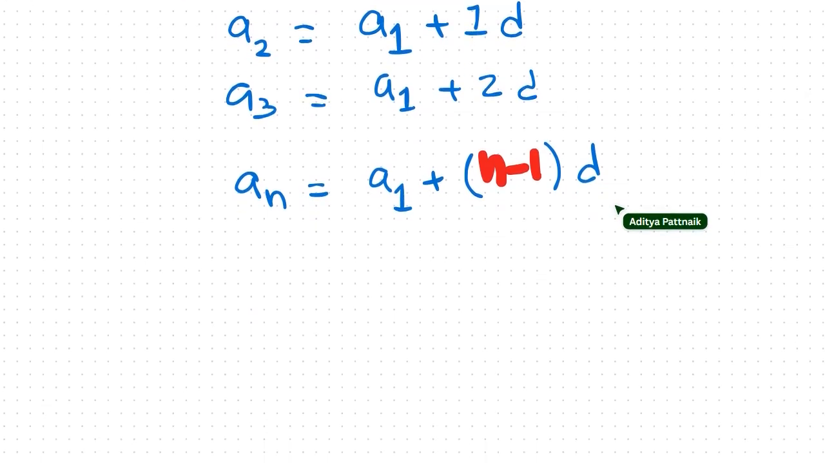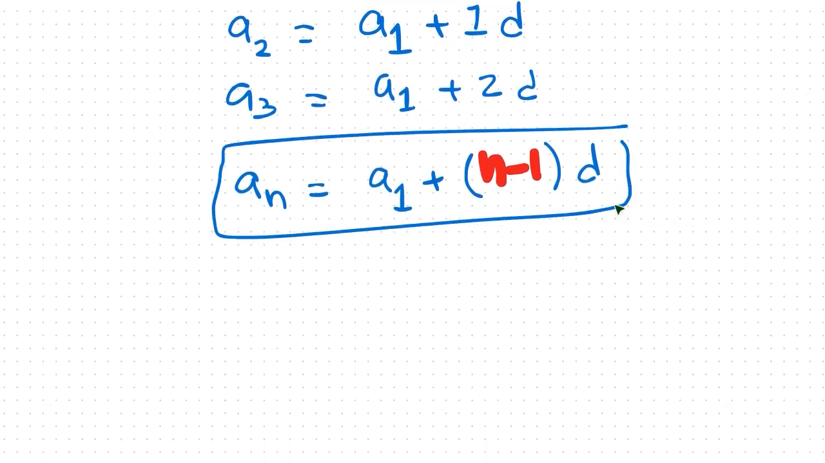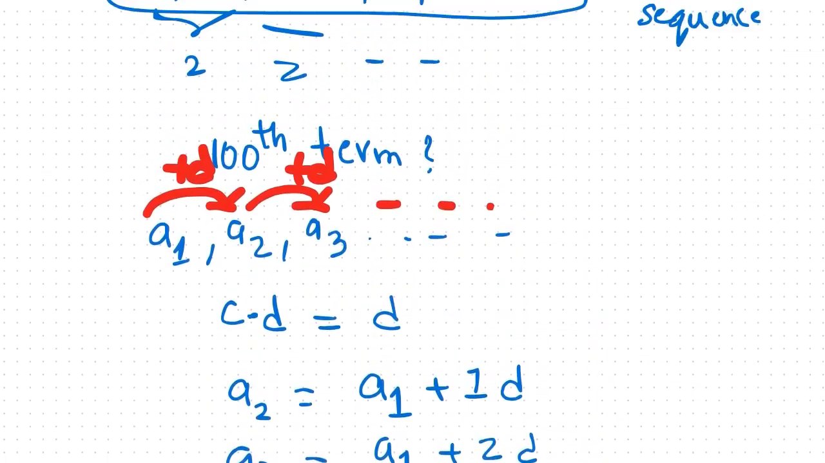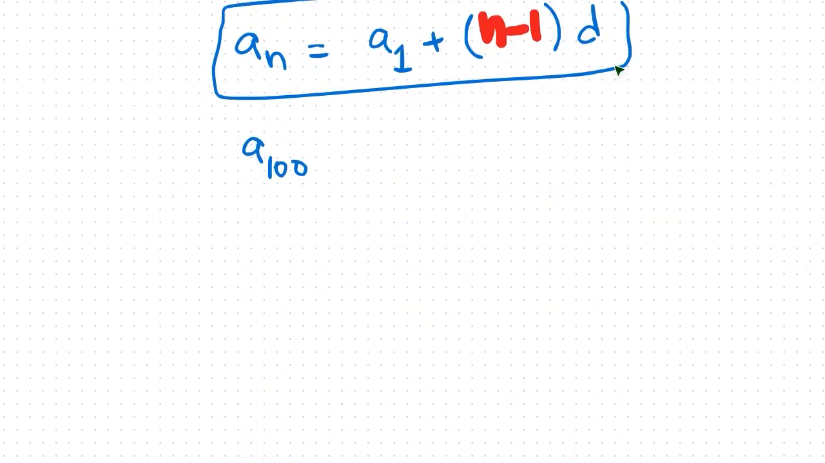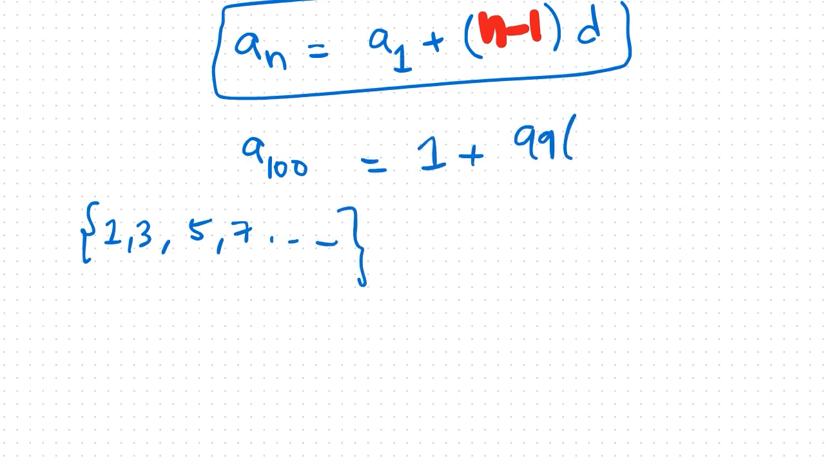So I was asking about the 100th term. Can you guess? In that sequence, it would be 1 plus 99 times 2. So 199. Okay? So this is how we find the nth term.